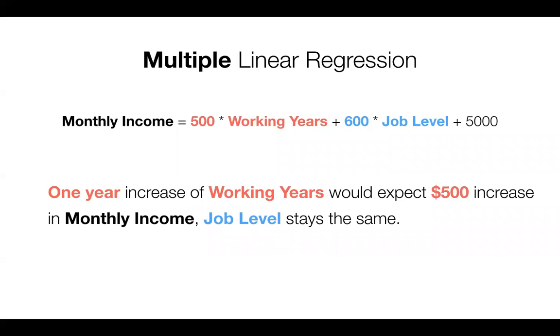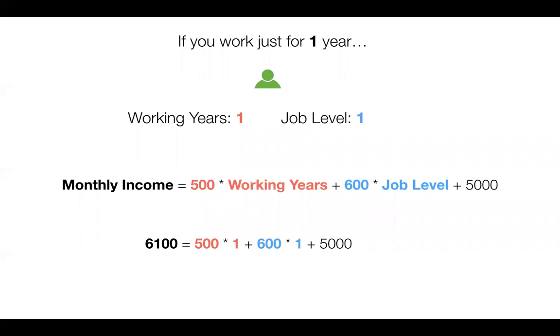And then here's a new thing: the job level stays the same. This is the part I was talking about, to hold the other variable constant. So let's unpack what that means. If you work just 1 year, so let's say working years is 1 and the job level is 1, then we put these numbers into the formula, this linear regression model, and we get 6,100 as monthly income, because 500 multiplied by 1 plus 600 multiplied by 1 plus 5,000, right?